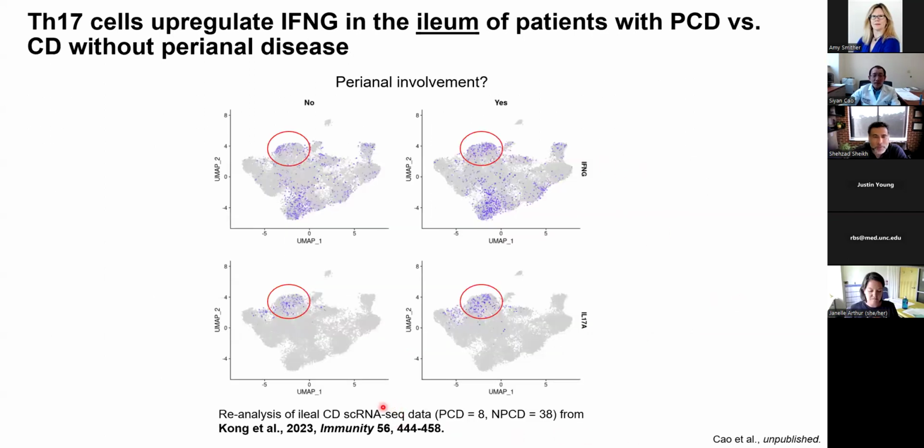And similar to what we did before, from this study of ileal Crohn's disease, we looked at how the ileal Th17 cells differ in those two patient populations. Here we found that the Th17 cells in the ileum also express a higher level of interferon gamma in the patients with perianal disease as compared to those patients without perianal disease.